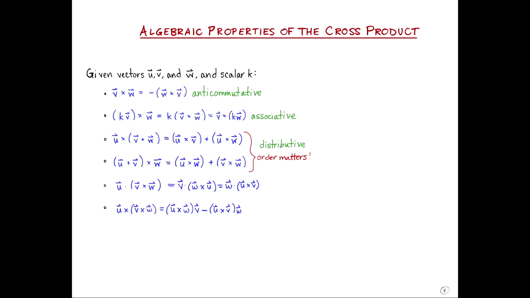Unlike multiplication, order matters here because v cross w is not equal to w cross v. The dot product between u and the vector v cross w is equal to the dot product of v with w cross u, which is equal to the dot product of w with u cross v.